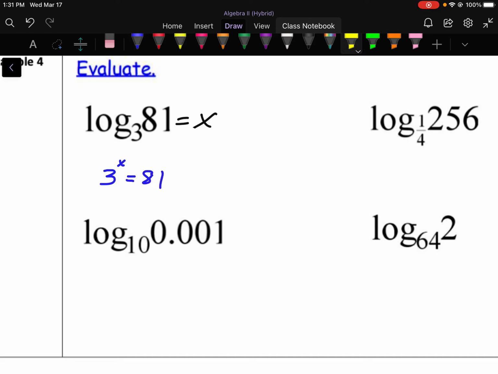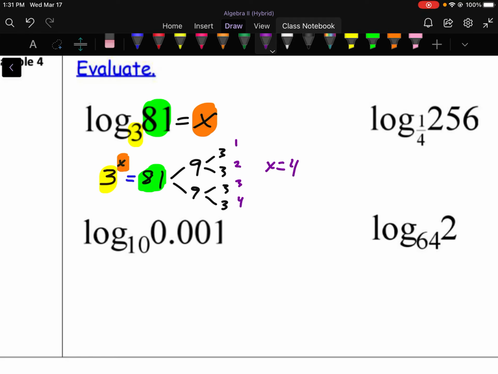Again, it goes back to those rules we just did. The base here is the base of our exponent. Whatever number follows is what our exponential equation equals. And whatever our log equals is our exponent. So 3 to the what power is 81? Now this one's pretty straightforward. You might know that it is 3 to the 4th. But we could take 81 and break it down: 9 times 9, and then 3 times 3, and 3 times 3. So how many 3's make up 81? If you count them out, we have 1, 2, 3, 4 of them, so that means x would equal 4.